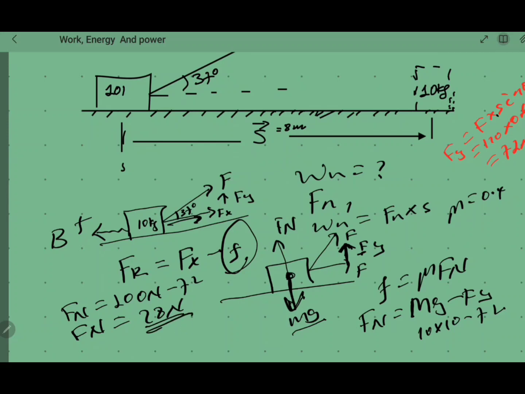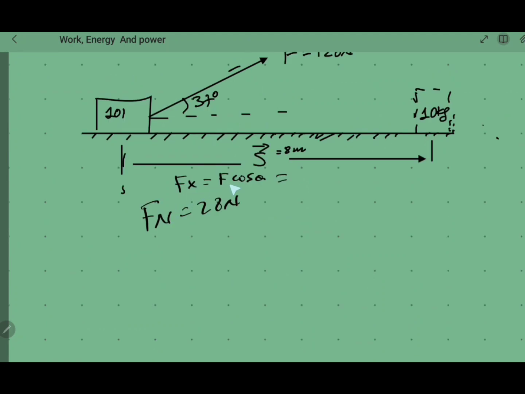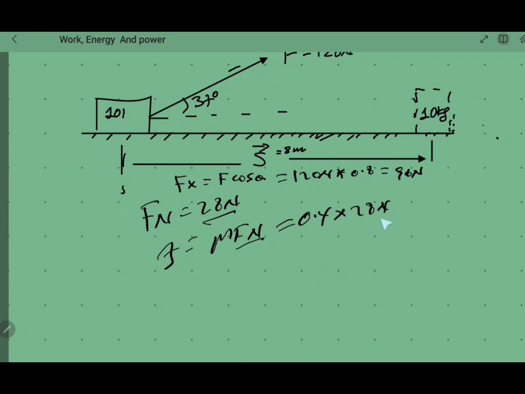All right, now let's get the frictional force. The Fx is F times cosine of theta. F is 120 Newton times 0.8. As we have done in the previous one, this will give you 96 Newton. Now the normal force is this much, so let's get the frictional force. That's mu times the normal force, which is 0.4 times 28 Newton. This gives us 11.2 Newton. That's the frictional force.